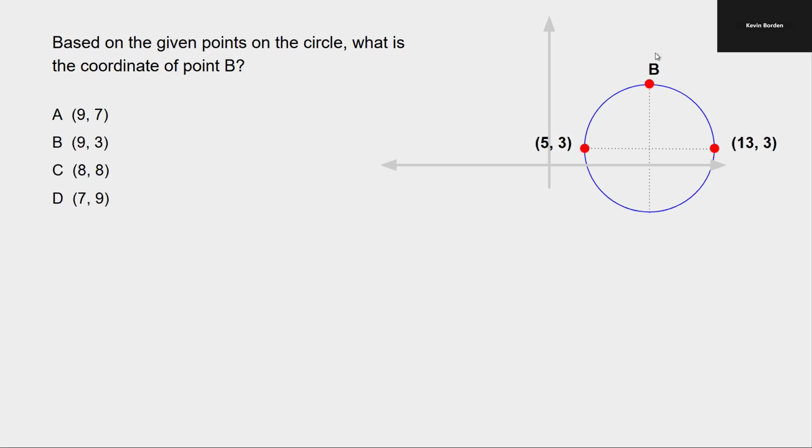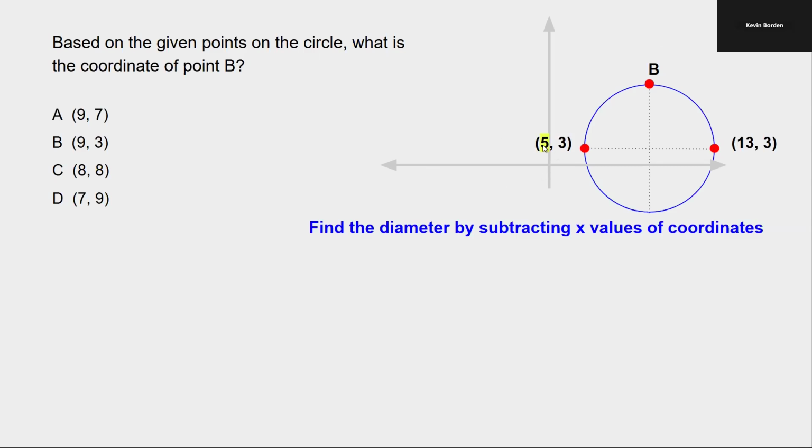And our coordinate plane doesn't have a scale on it. That makes it a little bit more difficult to find the coordinate of point B, but we're going to do that using some simple math. First, we are going to find the diameter by subtracting the x values of the coordinates we've been given.